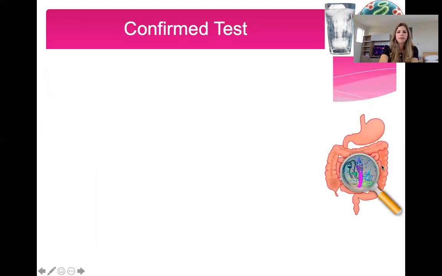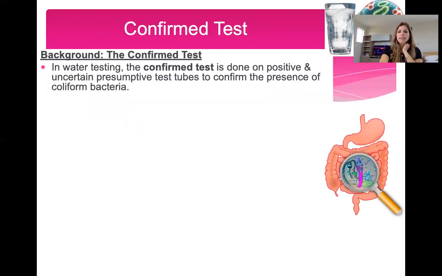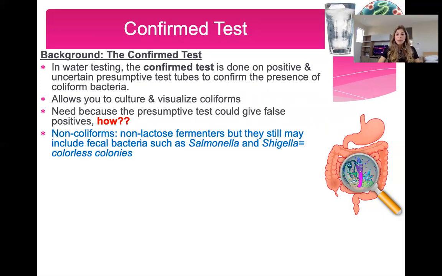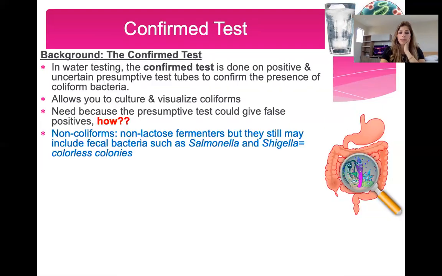So I'm going to talk about the confirmed test now. So now with these tubes, if this was a real water source, I would, as a microbiologist, go on to do the confirmed test. The confirmed test is done on positive, uncertain presumptive test tubes to confirm the presence of coliform bacteria, because remember that with a presumptive test we could get false positives by having synergism. So what we do is we take the tubes that are positive here, so the ones that are yellow and have a bubble, and we do the confirmed test with them.